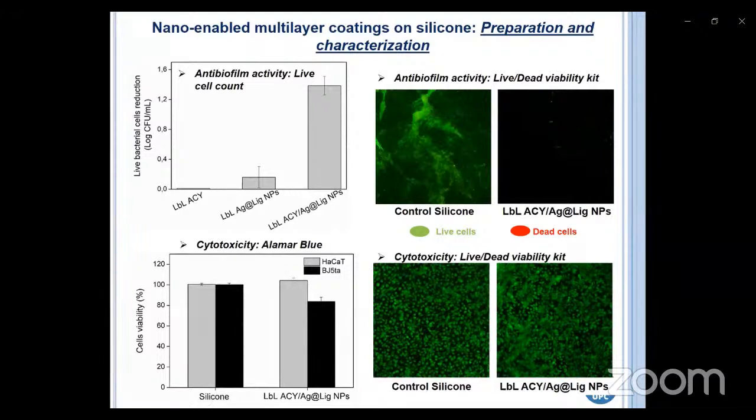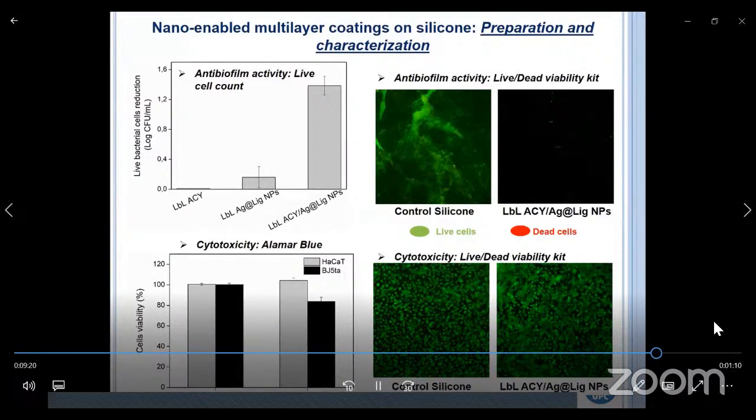The results were better for the hybrid coatings when compared to the individual coatings. Apart from that, the multilayers were 100% biocompatible to skin fibroblasts and keratinocytes. All the cells that were exposed to the coatings or were placed in contact with those coatings for up to 7 days were live.